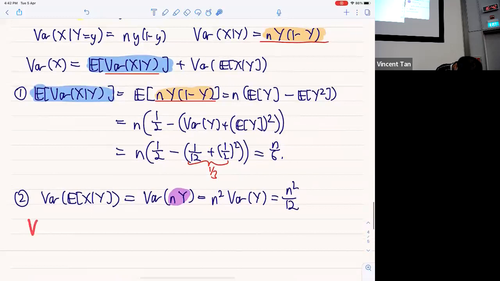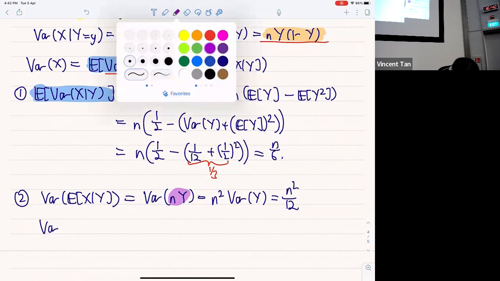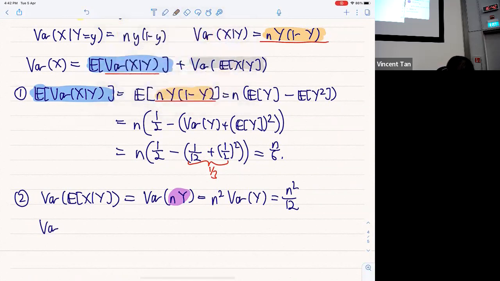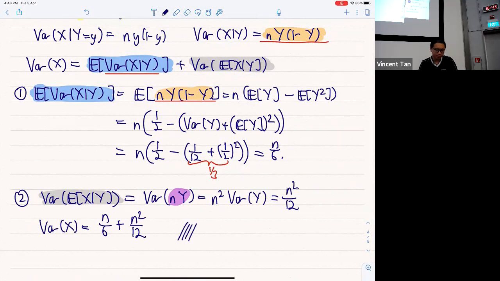So now we can put everything together. This part here comes from this part here. So we are going to amalgamate these two parts, combine them together. Here we have n over 6 plus n squared over 12. Is this correct? As you can see, this is actually not very easy.